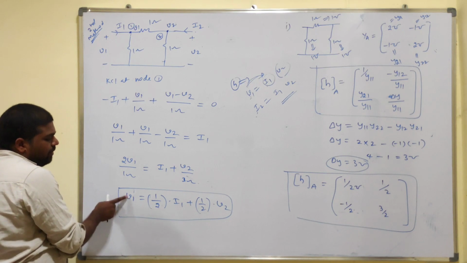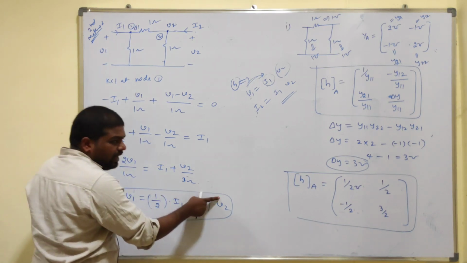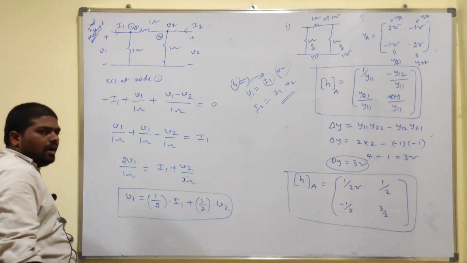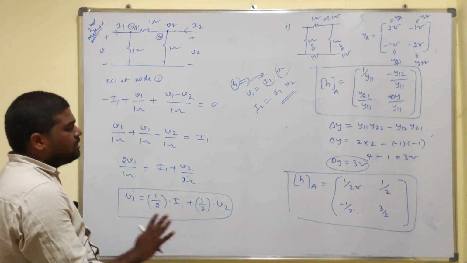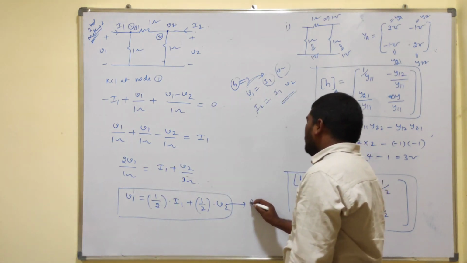V1 is expressed in terms of I1 as well as V2. I1 and V2 are independent variables. V1 is the dependent variable. So the first expression is over.